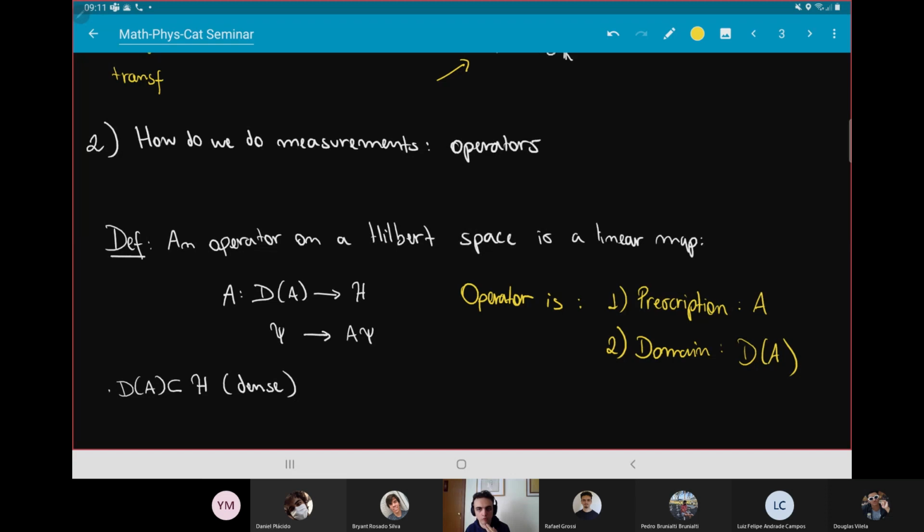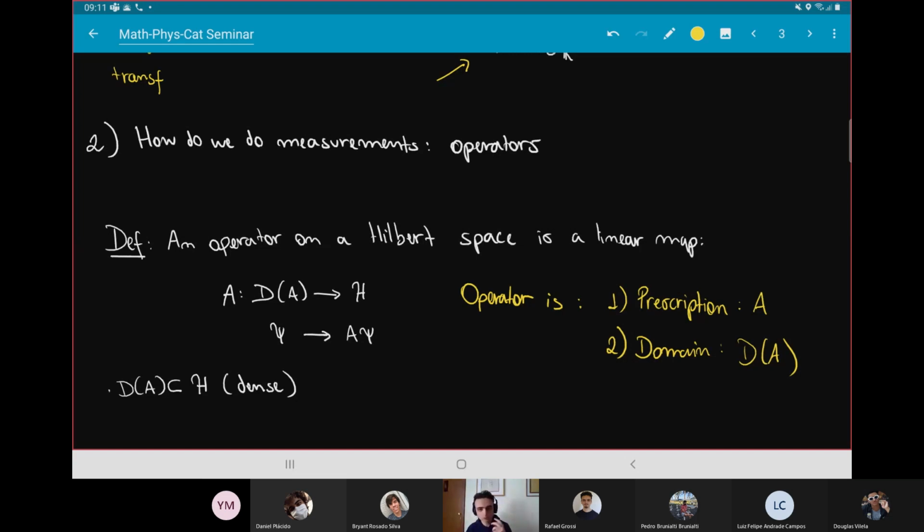I'm not going to get into much detail on what that means, but the fact that the operator is not just the prescription, but actually the prescription plus a domain, will already help us to solve the problems that I stated earlier.